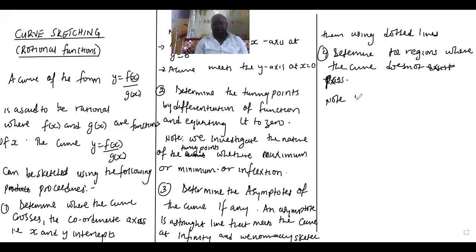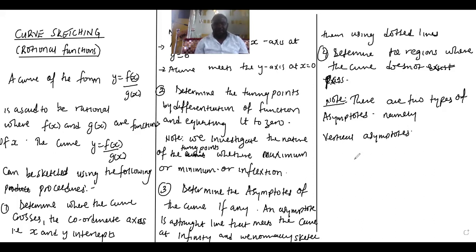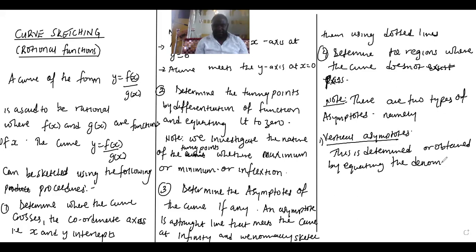Also note, there are two types of asymptotes, namely, actually there are three. Let us first talk about these two. Vertical asymptotes, whereby this vertical asymptote is determined or obtained by equating the denominator to zero of a given function.